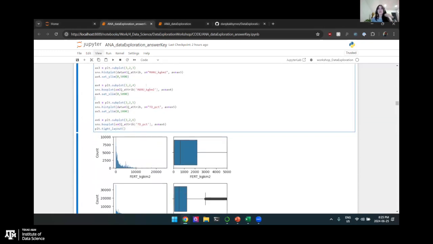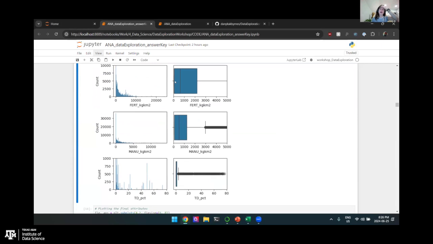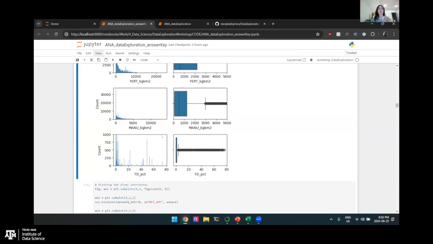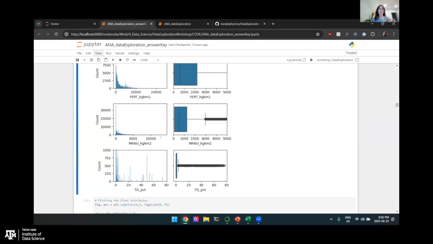We're just going to get through some of this, and then we'll try to take a pause on some of the more interesting data exploration pieces. We're plotting fertilizer, manure, and then tile drainage, just trying to get, again, a gut feeling. A lot of our data is log normally distributed. So understanding that when you're asking questions or trying to build models around this, knowing how your data is distributed is really key.